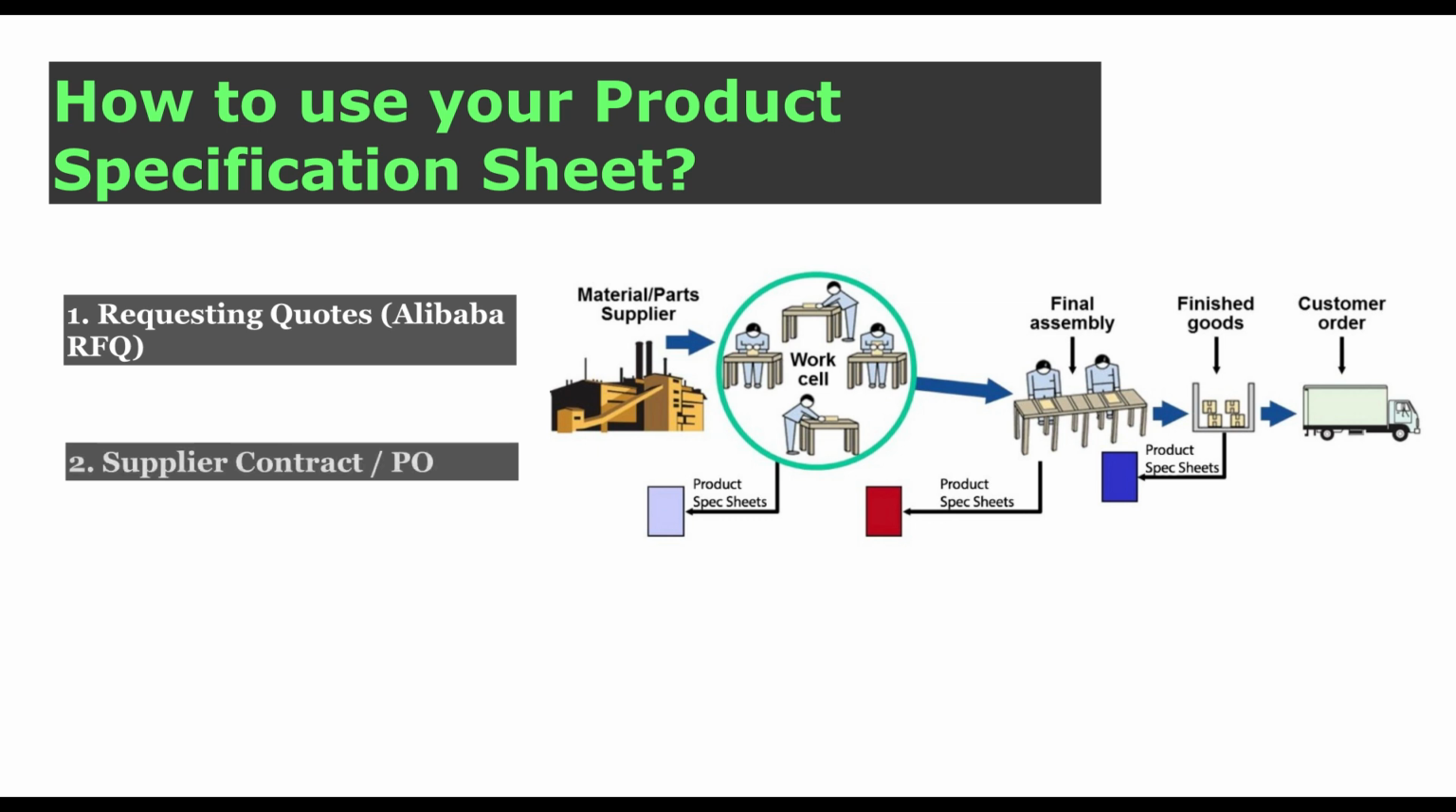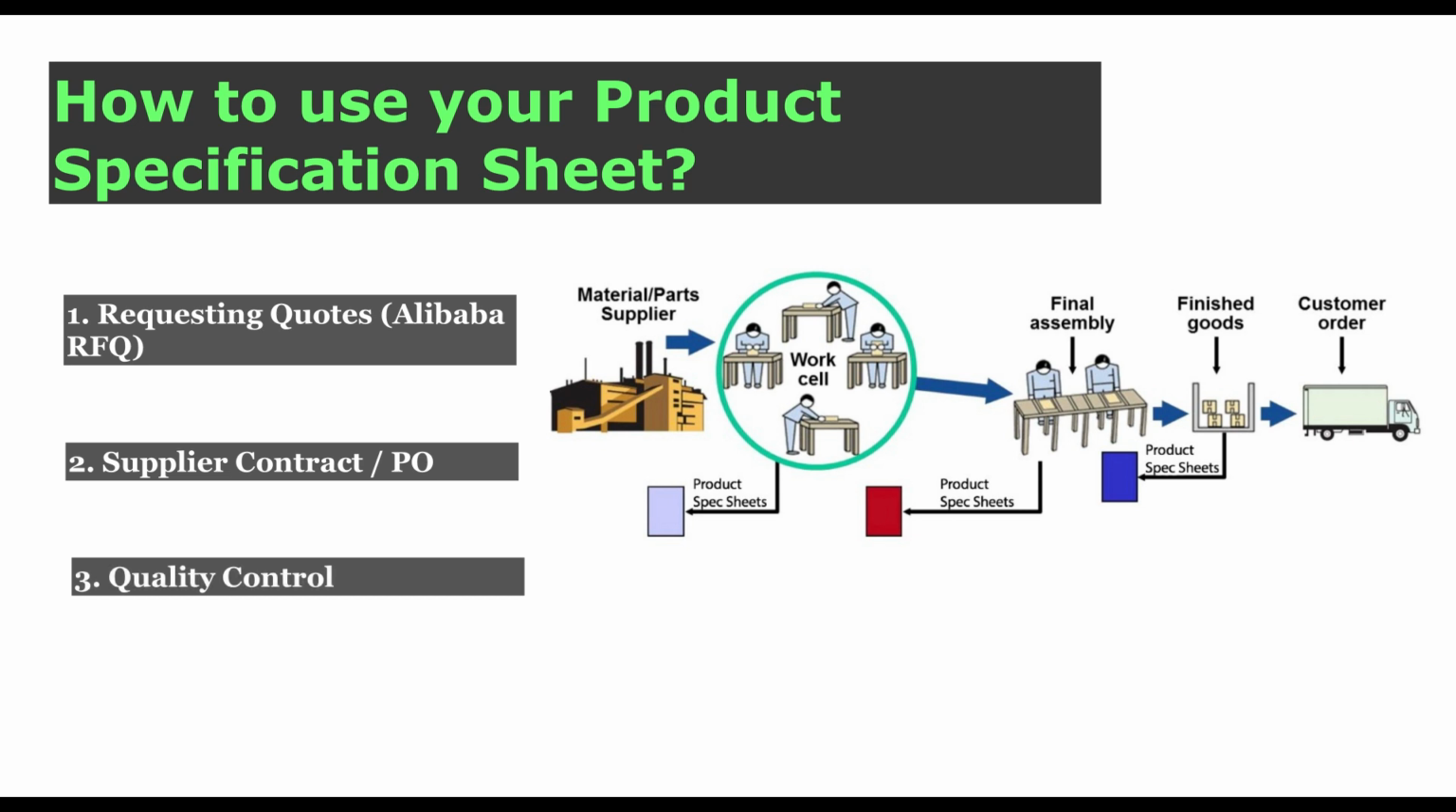Second, you can use it in your supplier contract and PO. It is wise to include your specification sheet in the contract with your supplier, or when changes are made later on in your purchase order too. Make sure that the manufacturer understands your product well and let them agree, usually by signature, with the contents of your product specification sheet. This puts you in a stronger position in case you need to explore legal options in China after breach of contract.